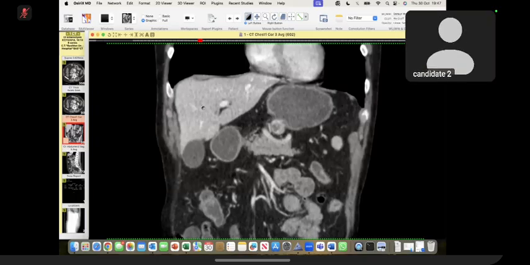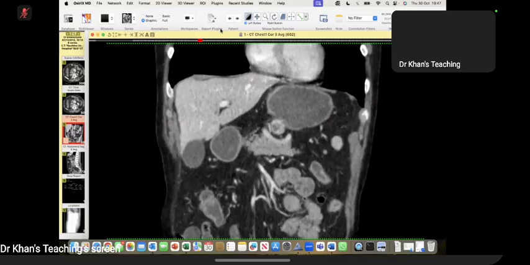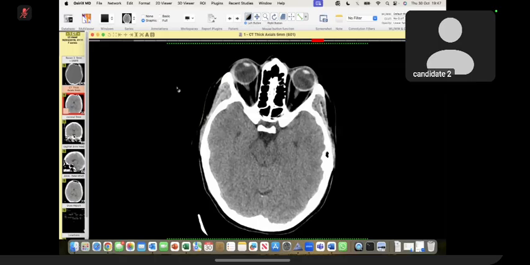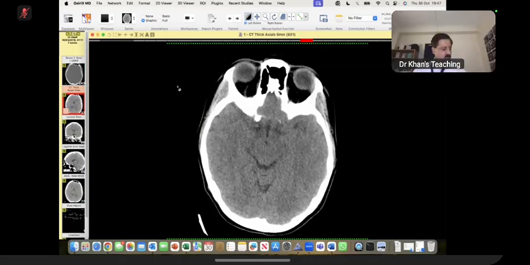Sir, the enhancement pattern is significant. It is giving significant enhancement. I could not appreciate any gastric ulcer, no associated gastric volume. So that's it. Your next case.